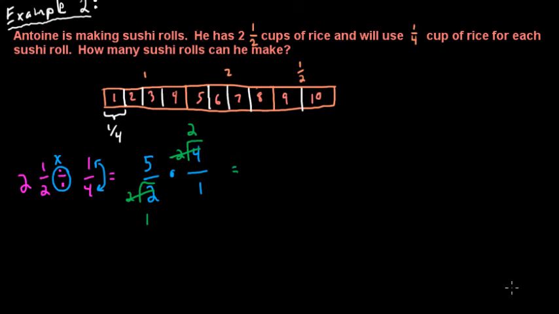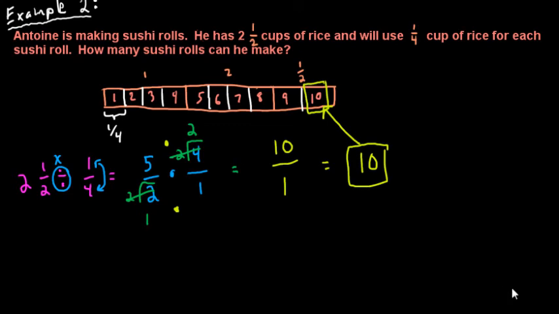Now I'm going to do the numerator times the numerator. So top times top, and that gives me 10. And denominator times denominator, bottom times bottom, gives me 1. So that ends up being 10. So I can get 10 servings out of 2 1/2 cups of rice, and that matches my model.